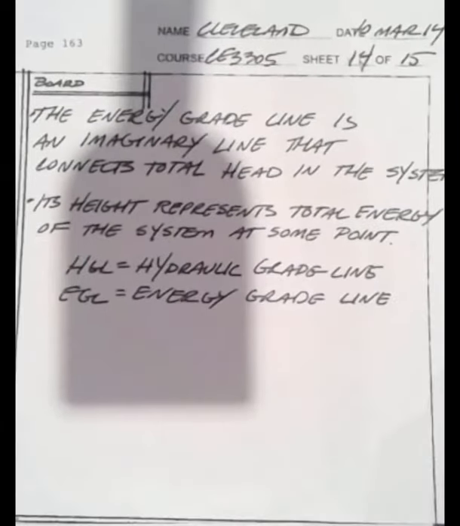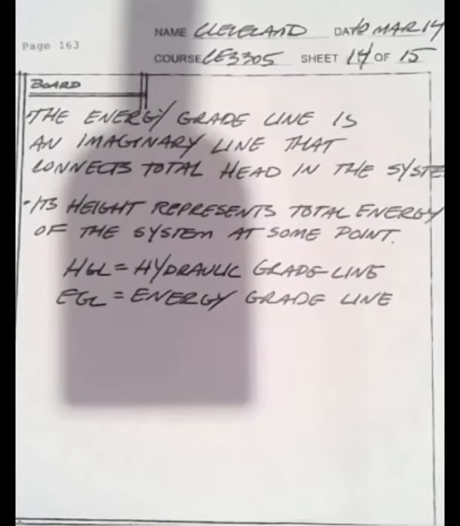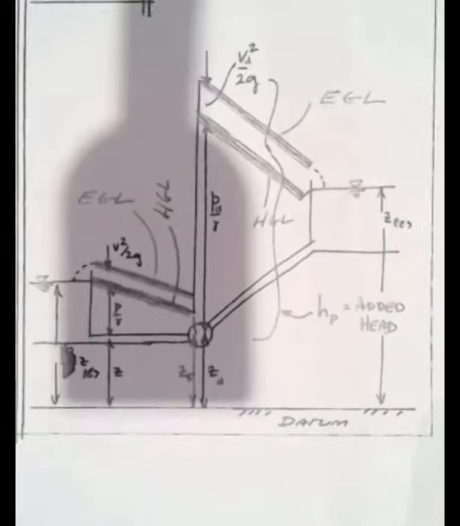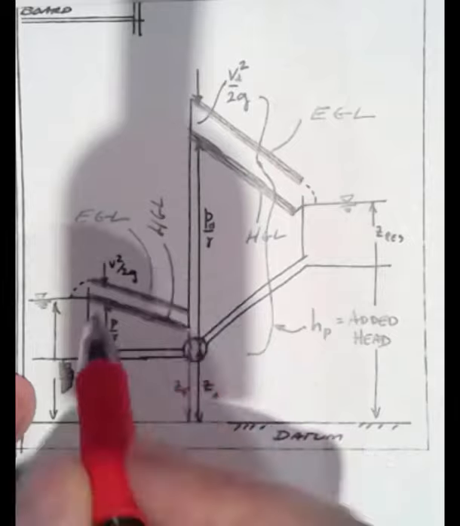All right, concluding. There's something called an energy grade line, which is an imaginary line that connects total head in the system. The height of the energy grade line above the datum represents the total energy of the system at some point. A similar line is called the hydraulic grade line, and that's the line that results when you add the pressure head plus the elevation head at any point in a system. So for the system we just analyzed, our energy grade line and hydraulic grade line would look like the following.